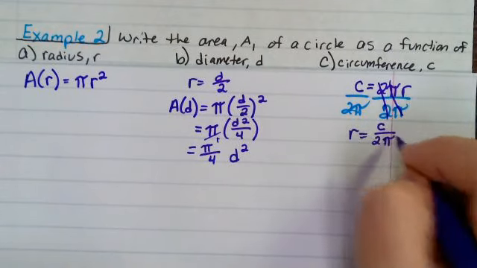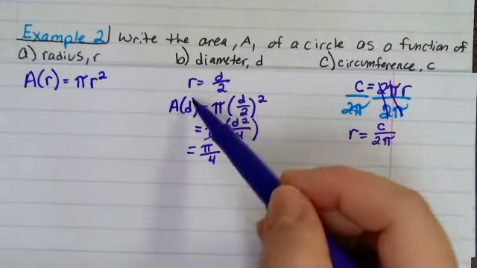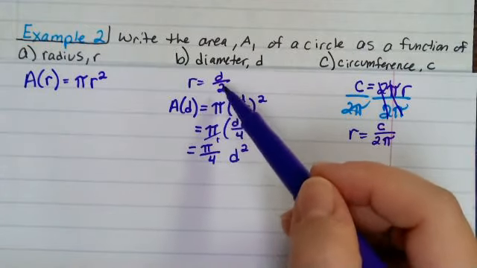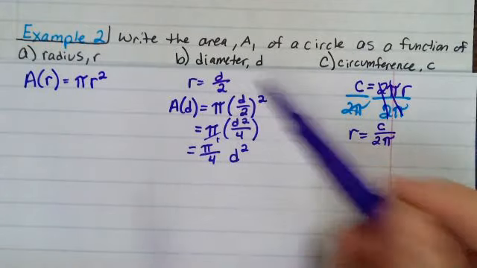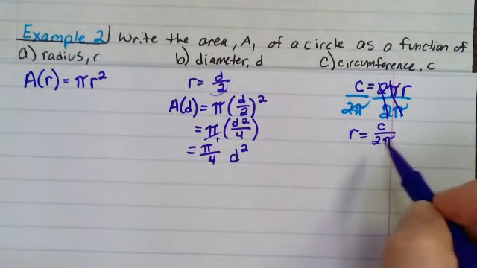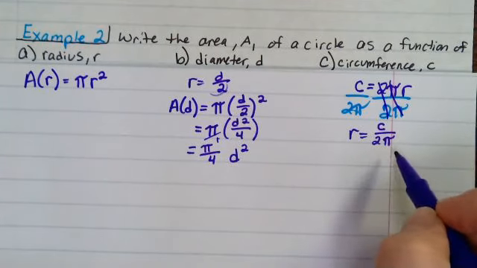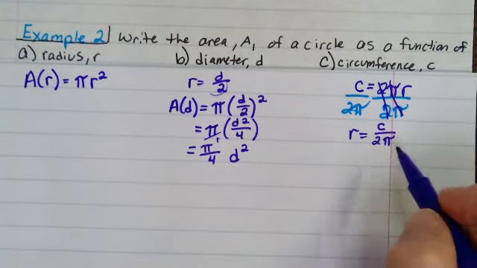And we can take this and plug it in just like we did on the last part. When we knew what the radius was there, radius equals diameter divided by 2, we took that and plugged it into the original area formula. I can do the exact same thing here. My radius equals circumference divided by 2 pi. So if I do area in terms of my circumference, I can do pi times my radius squared. C divided by 2 pi, squared.